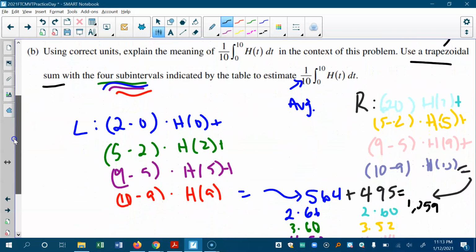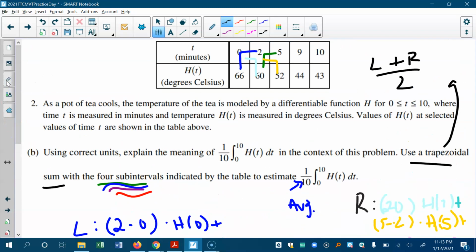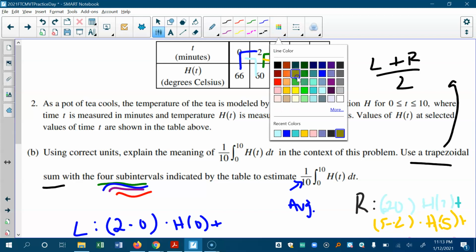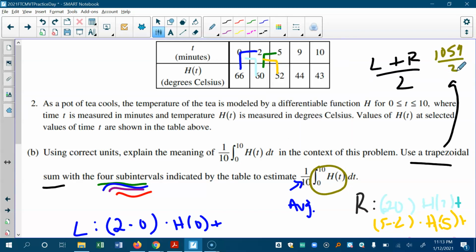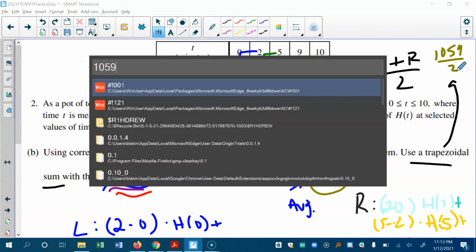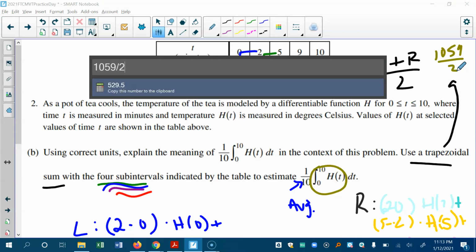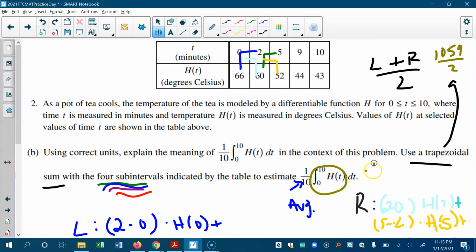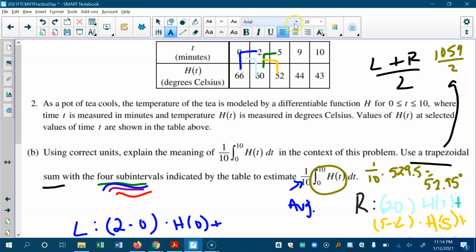And I added up both of those left and right values, and I got a total of 1,059. 1,059 is that integral value. Now it is divided by 2, so I need to do 1,059 divided by 2. Again, we'll do this in the coming weeks. And 1,059 divided by 2 is 529.5. So I need 1/10 of 529.5, which I believe is 52.95 degrees. The meaning, and I'll put that up here so I can kind of stay in one area here.